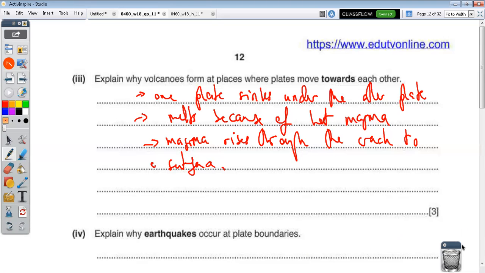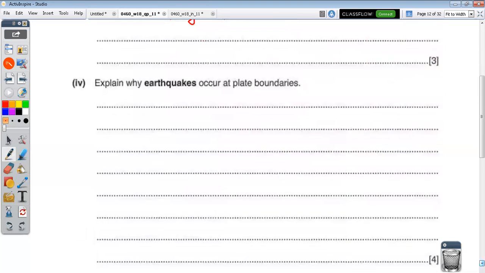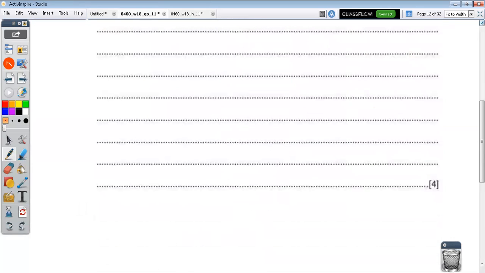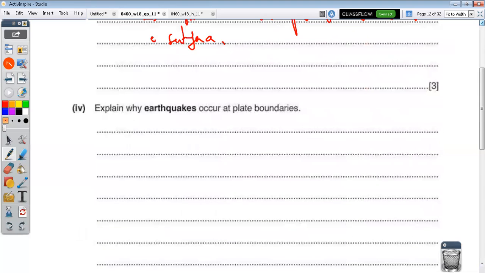You've forgotten that. Now explain why earthquakes occur at plate boundaries. Remember, it's 4 marks. What can you say to get 4 marks? Why do earthquakes take place at plate boundaries? So number 1 here, you don't have to explain each plate boundary. You just have to explain that place.